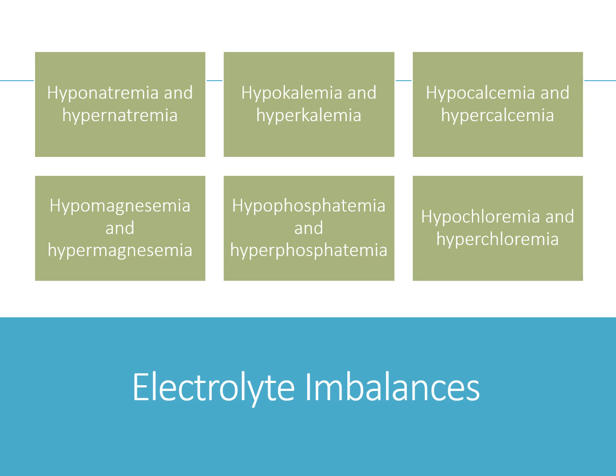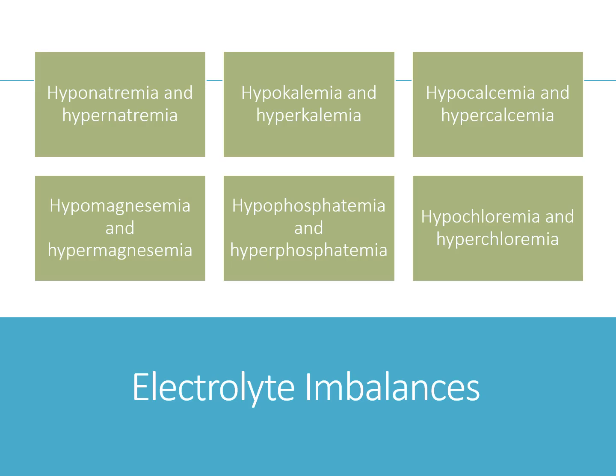And just note, if the levels are greater than or equal to 15 milligrams per deciliter, that's considered a medical emergency. Magnesium imbalances: hypomagnesemia is less than 1.3 milliequivalents per liter. It's caused by GI losses, alcohol use, or burns. Symptoms include muscle weakness, tremors, seizures, arrhythmias, and hyperactive reflexes.